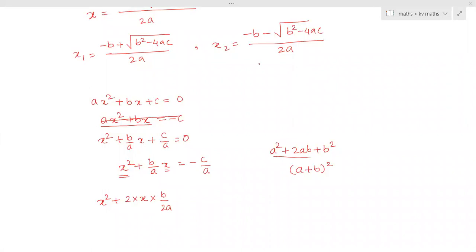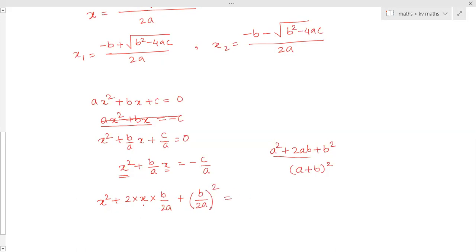Okay. So I have multiplied with 2 and then divided by 2. Now this is in the form of 2, this is a, and this term becomes b. So this is a square, this is the 2ab form. Now I need b square. So what is b? It is b by 2a, then the square of it.